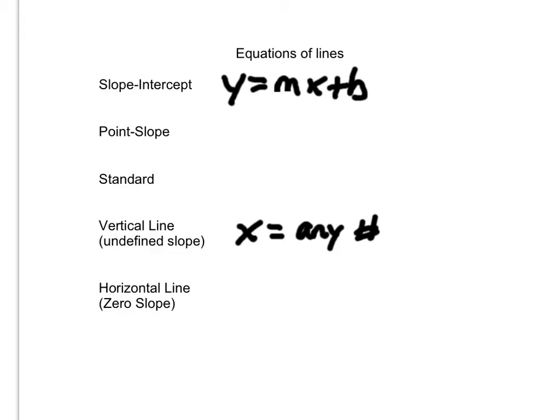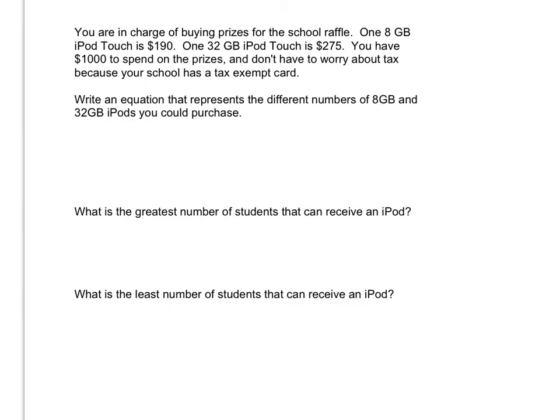It's a good word problem. This word problem says you are in charge of buying prizes for the school raffle. One 8GB iPod Touch is $190, and one 32GB iPod Touch is $275. You have about $1,000 to spend on the prizes, and you don't have to worry about tax because your school has a tax-exempt card, so no tax involved. We want to write an equation that represents the different numbers of 8GB and 32GB iPods that you could purchase. Well, I'm going to start us with the verbal model here.